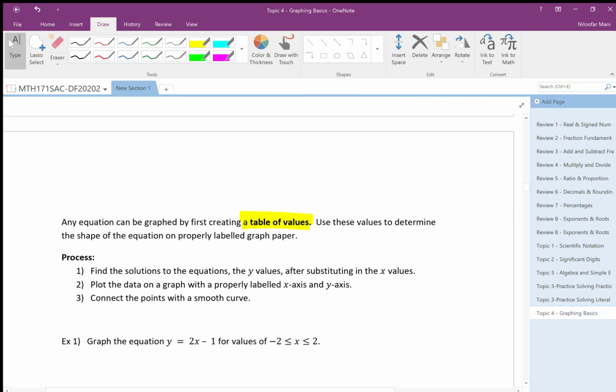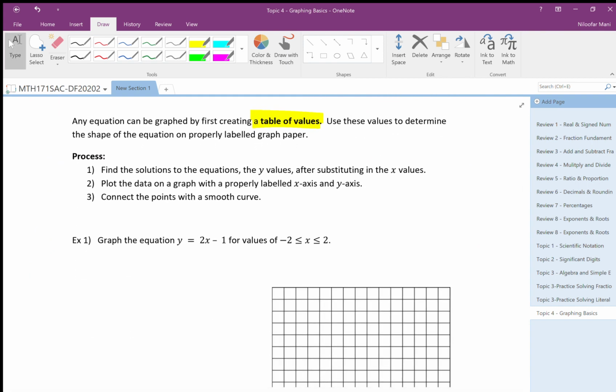As I said, any equation can be graphed using a table of values. What do I mean by that? You give some values to x, which is independent, and you find y. Y cannot be whatever you want. Y must be found using the equation that you have.